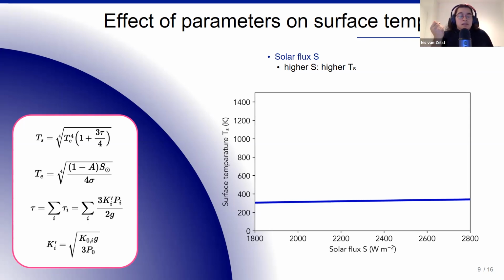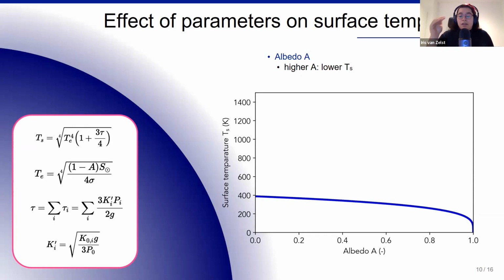So the solar flux is an example of just an input parameter that we choose and doesn't change throughout our model. We also have a look at the albedo. And we see that, the higher the albedo, the lower the surface temperature. And this is again an input in our model that doesn't change throughout.